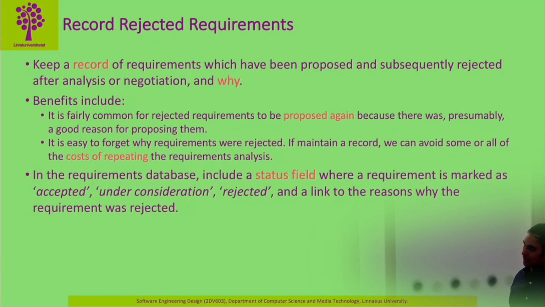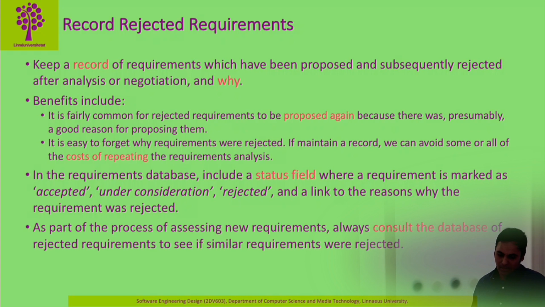But for this one, we also need to have a separate column or status field in your requirements management document, to show whether the requirements were accepted, or still under consideration, or rejected. In this way, you can track your rejected requirements, and in the future you can consult this database if a similar requirement is proposed, and you don't need to do the whole analysis phase and validation phase again for these rejected requirements that were proposed later on.